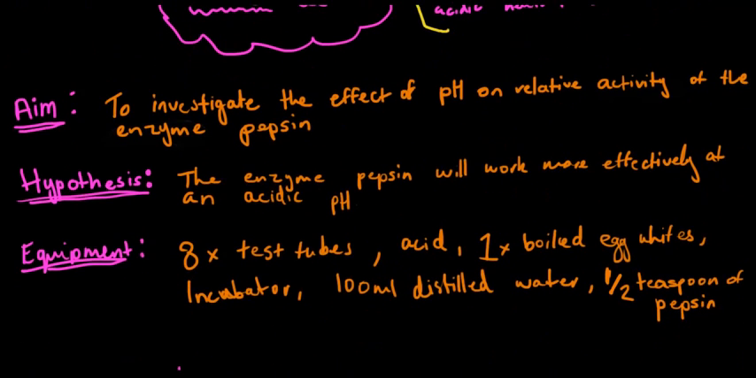Now to start off, I should make some things clear. We're checking the relative enzyme activity of pepsin. As you can see in the hypothesis, I've said the enzyme pepsin will work more efficiently at an acidic pH. The equipment that we are going to use is 8 test tubes, acid, 1 boiled egg white, an incubator, 100 ml distilled water, and half a teaspoon of pepsin.